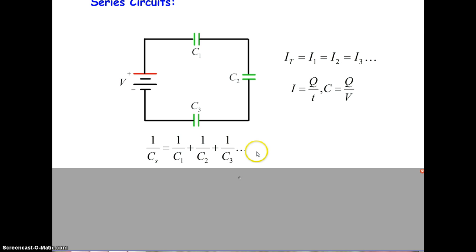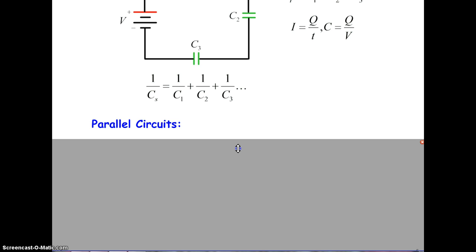Now, a nice little trick to remember is that because of this reciprocal relationship, the total capacitance in series will never be greater. In fact, it will always be smaller than the smallest capacitor in your circuit. So if C1 were 2, C2 were 4, C3 were 6, before you even start calculating, you already know that your total capacitance will be less than 2 because 2 is the smallest capacitor in the circuit. Nice rule of thumb to remember.